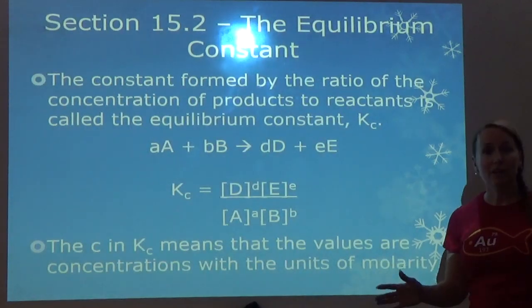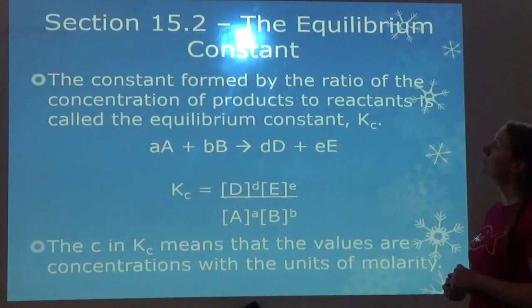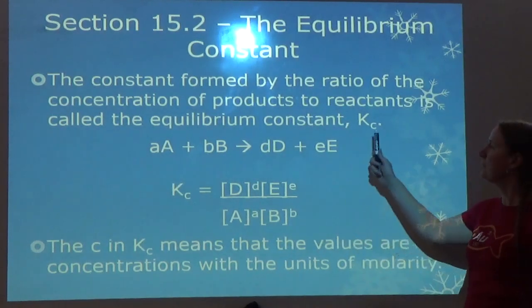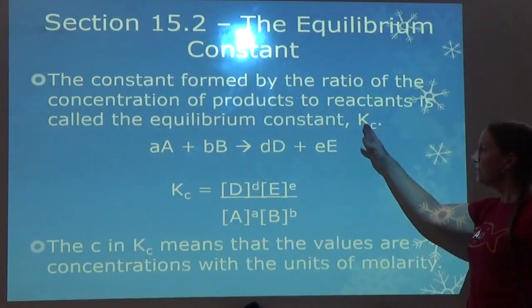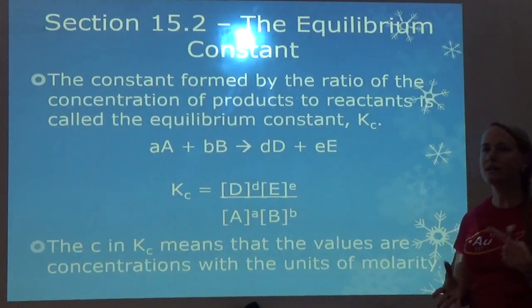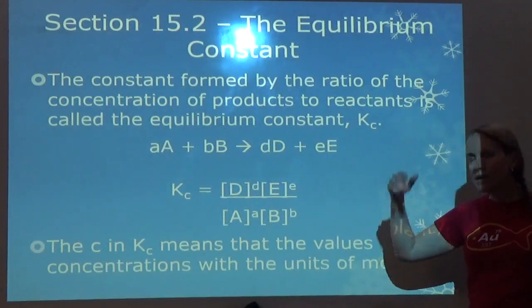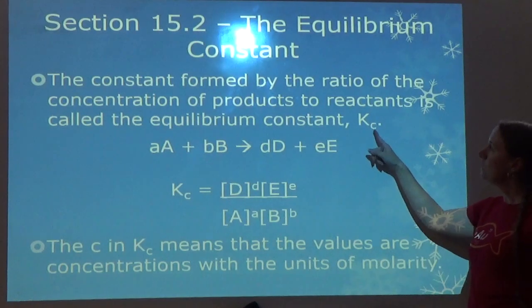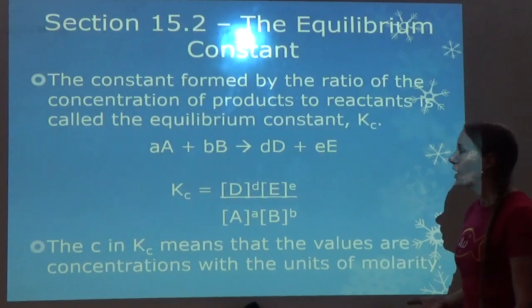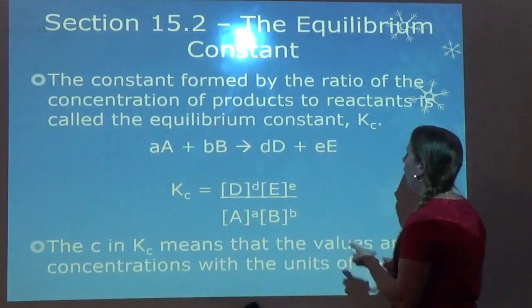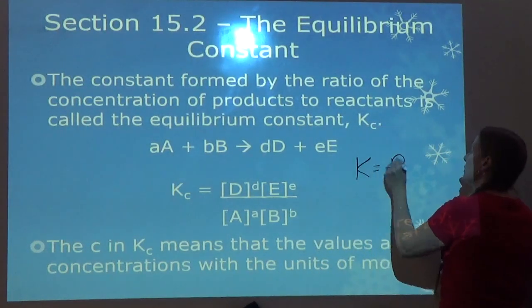So what is that K value and how do you get it? The constant formed by the ratio of the concentration of products to reactants is called the equilibrium constant, which is represented by capital K. Sometimes you'll see Kc, Ka, Kb, Ksp, Kp, the subscript Kw. The subscript just lets you know what type of K you're talking about. So if you see Kc, we are referring to concentrations. All right, so Kc, Kp, all the Ks are products over reactants. That's the easiest way to think about it.